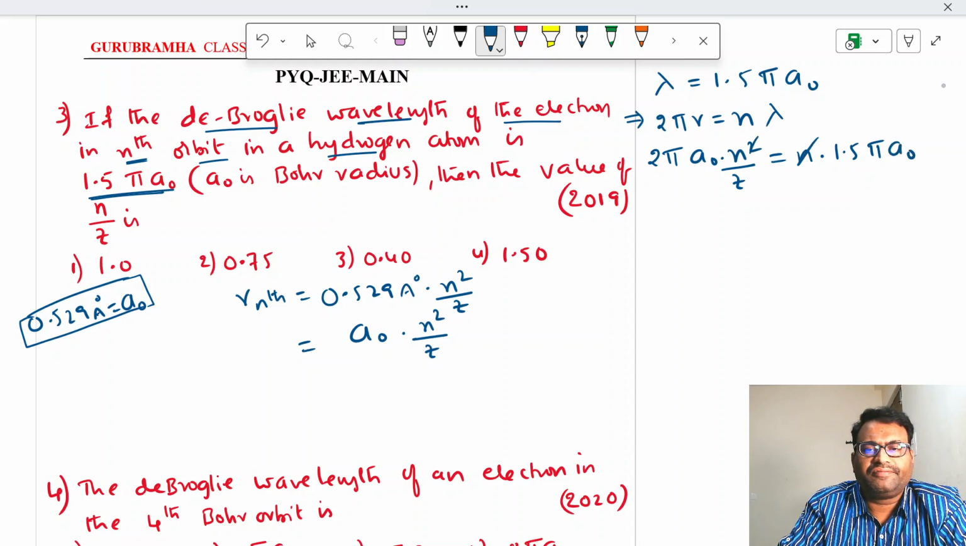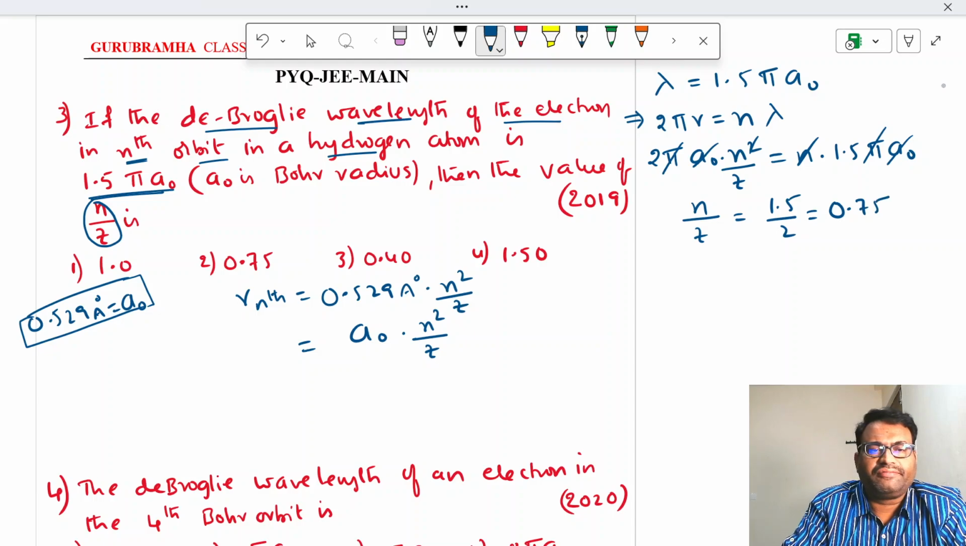N cancels. What is the question asked? N by z he wants. So A0 gets cancelled. Pi gets cancelled. So n by z will be equal to 1.5 by 2, which is equal to 0.75. So the answer will be the second option. Okay.